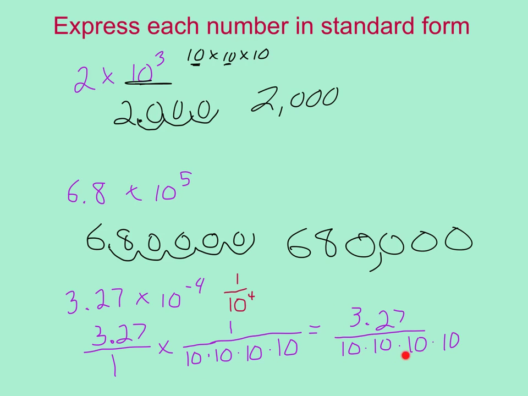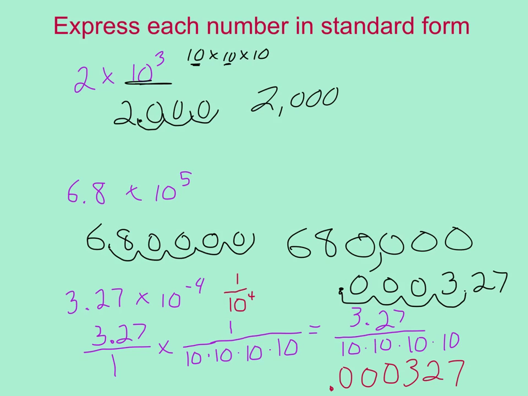And when I solve that, here's what I get: 3.27 divided by 4 tens. So we know when we divide by 10, we're going to move the decimal place 1 place to the left for each 10 that we divide by. So I'm dividing by 10, and I'm going to have to move this decimal 4 places to the left. So moving it 4 places to the left means 1, 2, 3, 4. Put my decimal in there, put zeros in for my placeholders. And my final answer is right here.